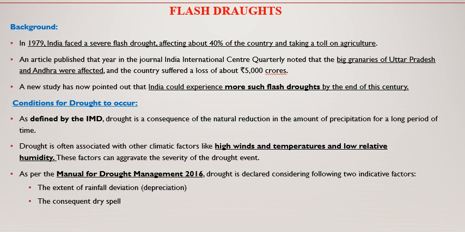Why is this happening? It is associated with factors like high wind and temperatures, and wherever there is low relative humidity, we can see these flash droughts. Flash droughts are affecting more than normal droughts. 40% of the country is being affected by these flash droughts. According to the Manual for Drought Management 2016, drought is declared on two factors, that is, extent of rainfall or by a constant dry spell.